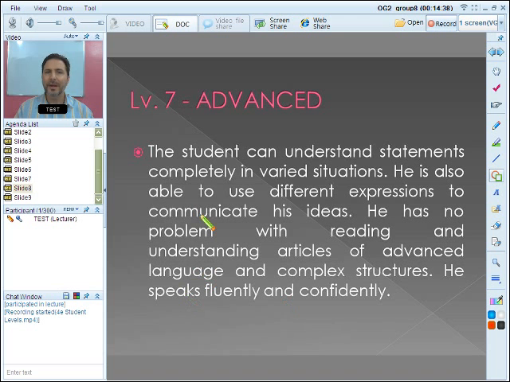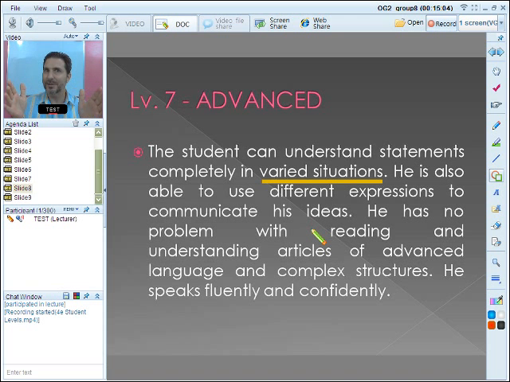Okay? Now, they can understand different conversations in varied settings, a wider range of situations. And again, it's very easy for a low-level student to talk about introductions. They can introduce themselves. They can talk about their job. They can talk about school and home. These are very basic, limited situations.